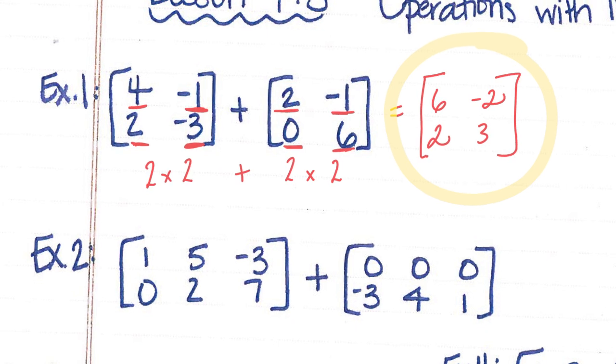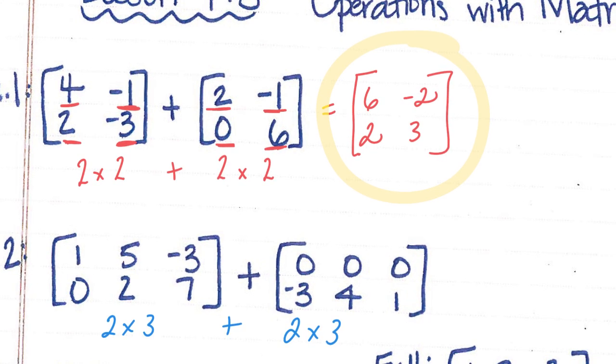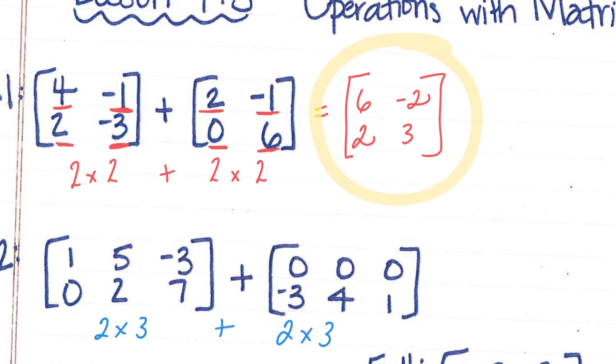We have, remember, rows by columns. So this is a 2 by 3, and it's being added by another 2 by 3. Can we add these? Yes, you can. So let's go ahead and do that. Our answer will be a 2 by 3.